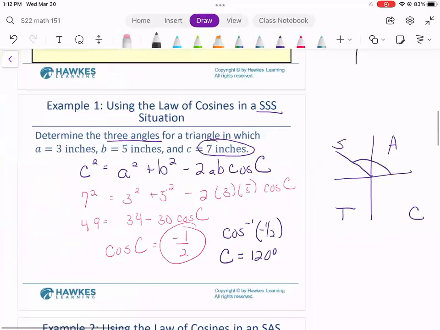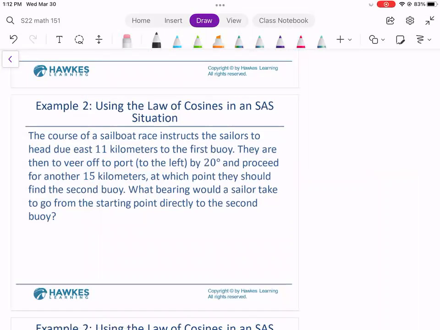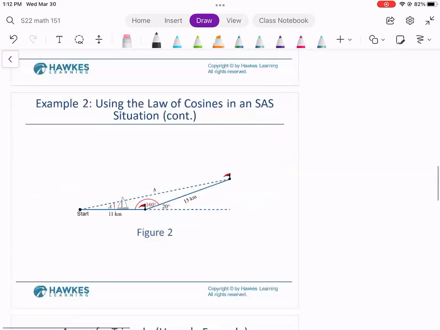As a second example of using the law of cosines, if I know two sides and the angle in between, I can use the law of cosines. Suppose we have a sailboat that is traveling due east 11 kilometers, and then they turn at a 20-degree angle to proceed 15 kilometers to find the second buoy, and we want to know what bearing they could take, or what angle they could proceed at, to go from the starting point to the second buoy.